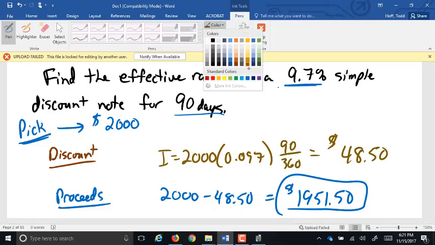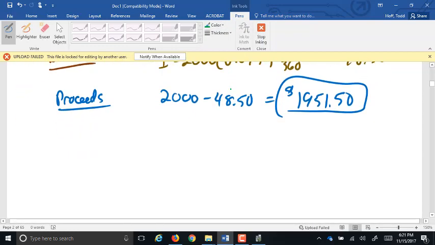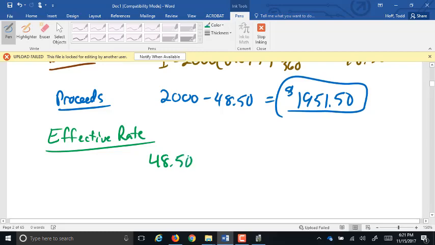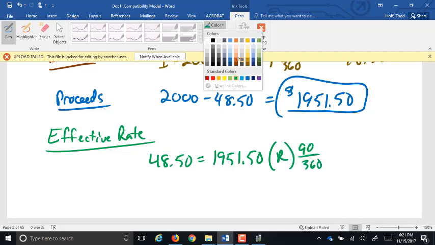From that, our effective rate would be $48.50 equals 1951.50 times R times 90 over 360.